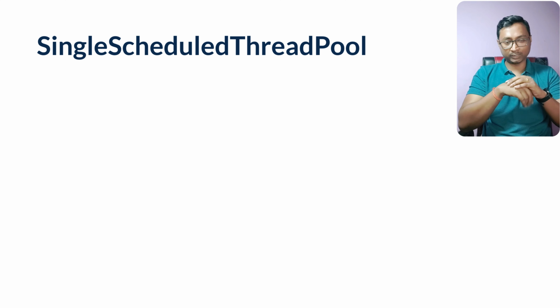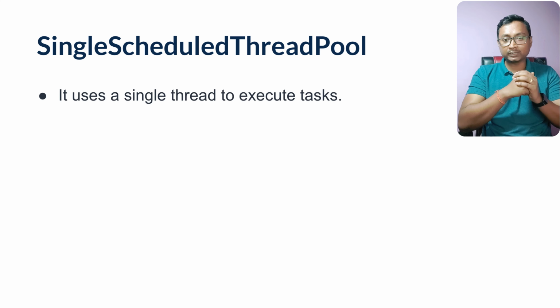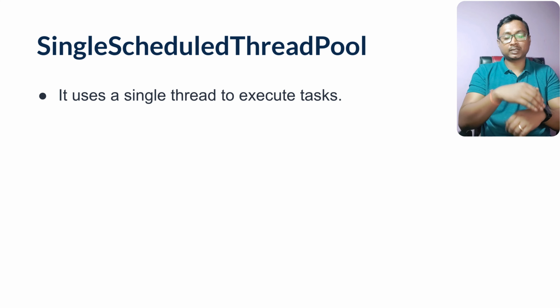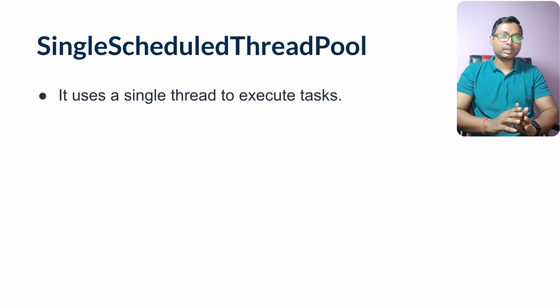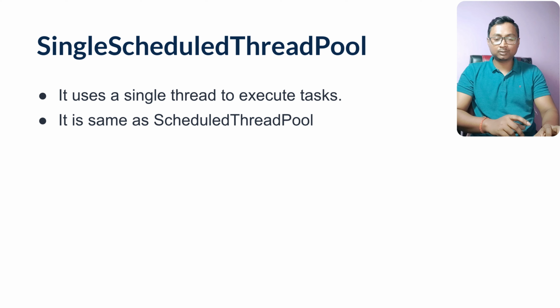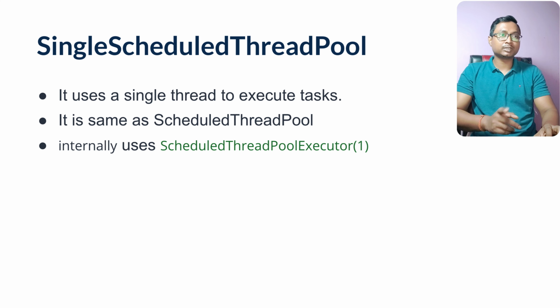Along with scheduled thread pool, there is also something called single scheduled thread pool. Basically it uses a single thread to execute and schedule your tasks. Like I said, you can schedule something periodically, with a specific delay. So this is not any special kind of pool. It is the same as scheduled thread pool, and internally it uses scheduled thread pool only with the size of 1. So that's how you are able to get single scheduled thread pool.